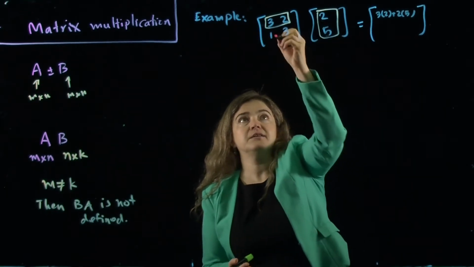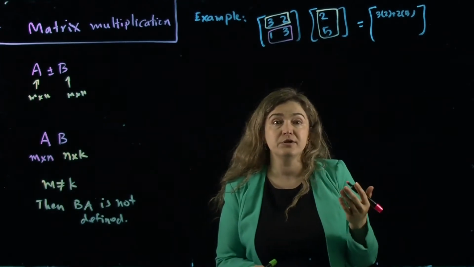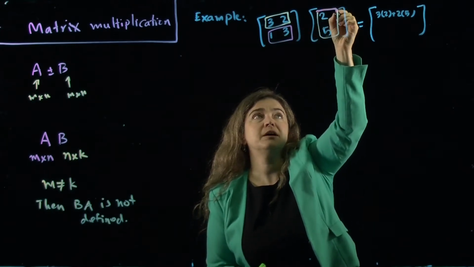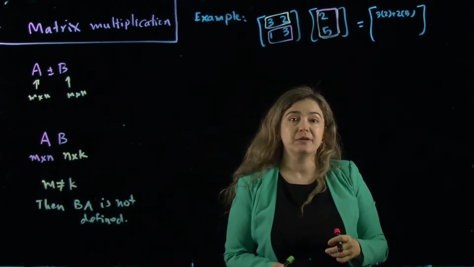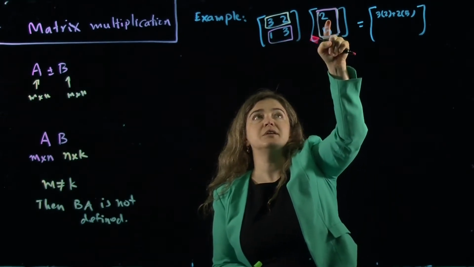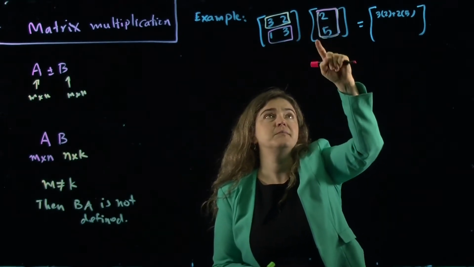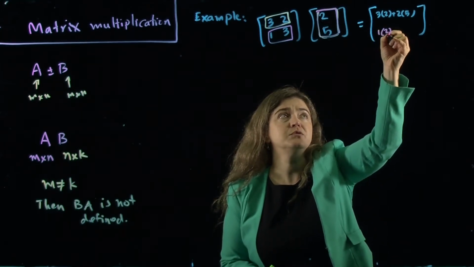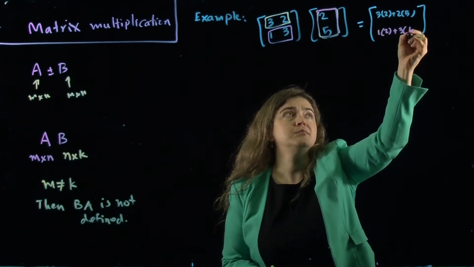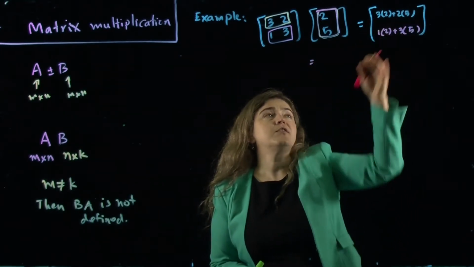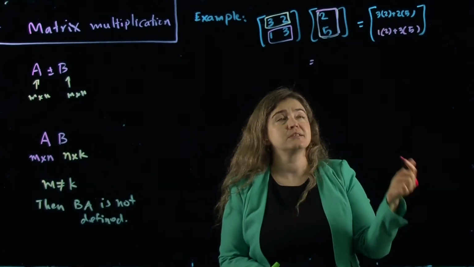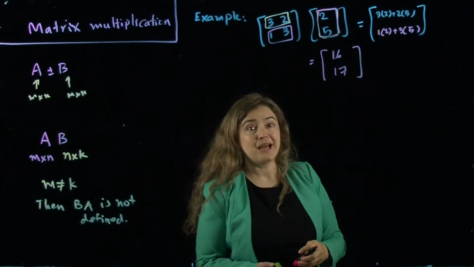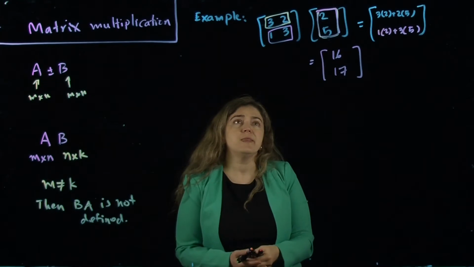Then for this matrix, I have another row. It would be 1 and 3 multiplied by the only column that I have. That would be 1 times 2 plus 3 times 5. So the first entry is 6 plus 10, which is 16. The second entry is 17. And that's the resulting matrix.